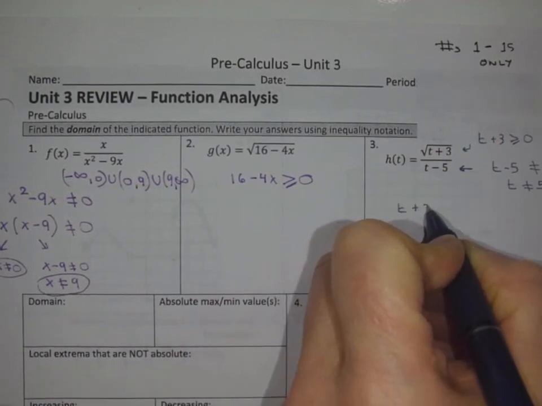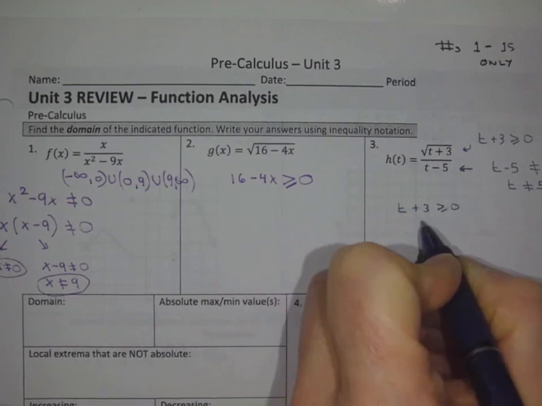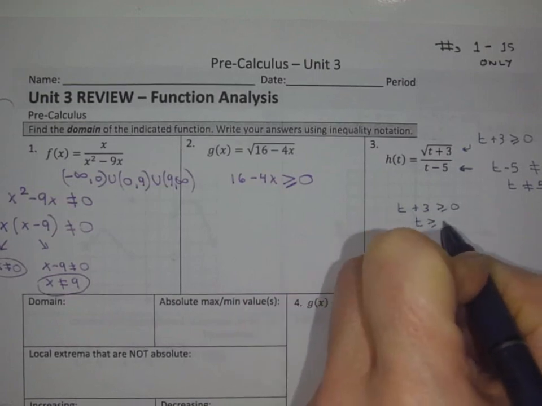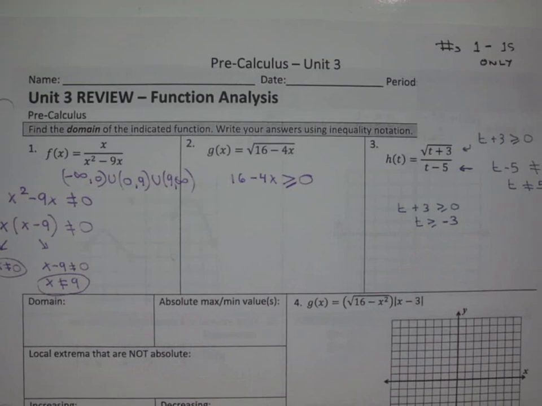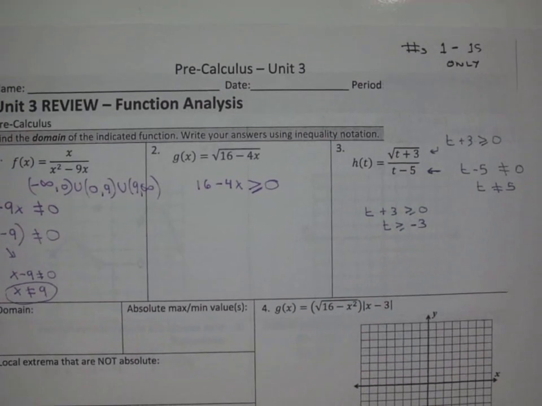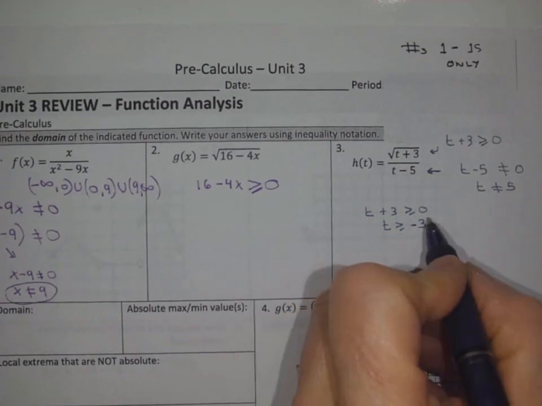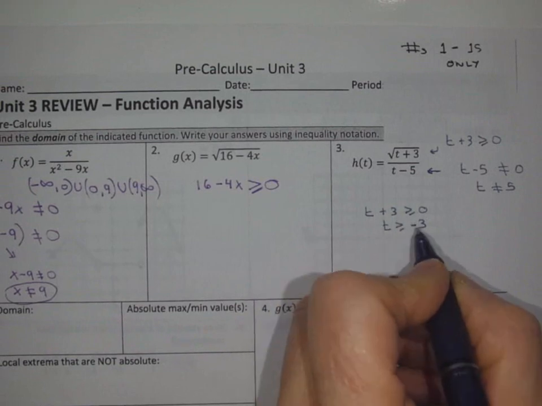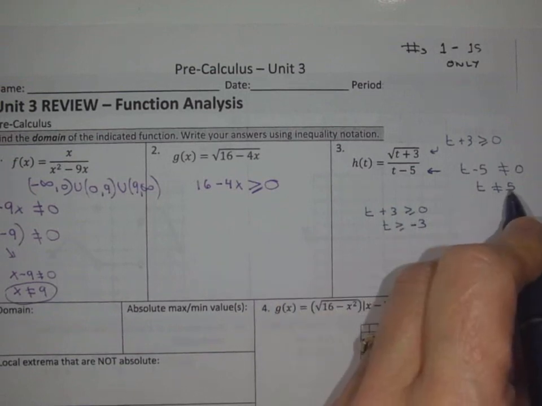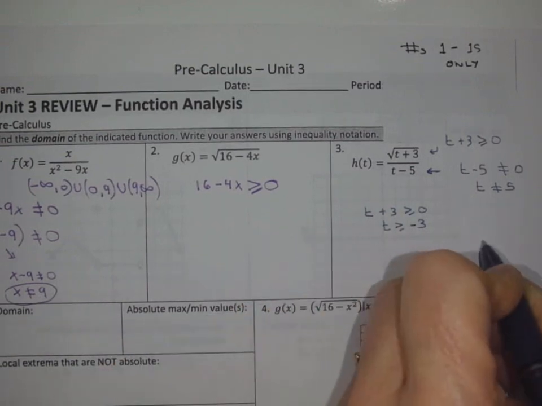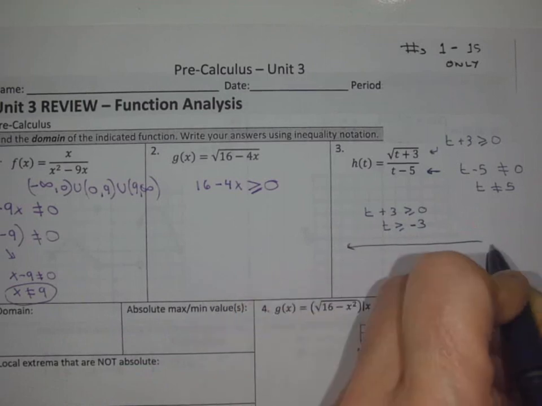Therefore t plus 3 greater than or equal to 0, t has to be greater than or equal to negative 3, right? And so now if I put all of that together for my domain, I have t has to be greater than or equal to negative 3, and it cannot be 5. So if you need a visual, put that on a number line.